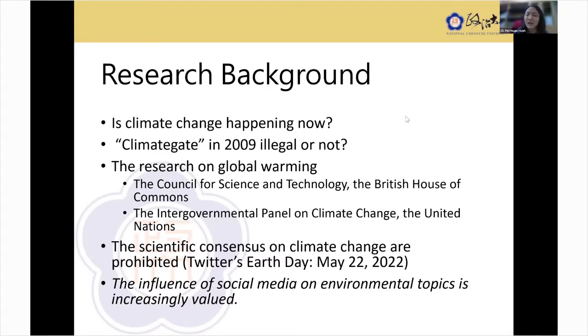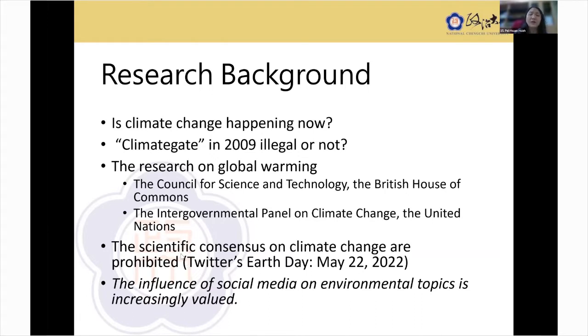Since it involved illegal actions, people were thinking that the scientists are not telling the truth about whether climate change is happening. In fact, there is a lot of research, and I listed these two institutes that claim that global warming is happening. There is climate change. We also see that Twitter has announced Earth Day on May 22nd, which means that the scientists' research results are true. So there is climate change.